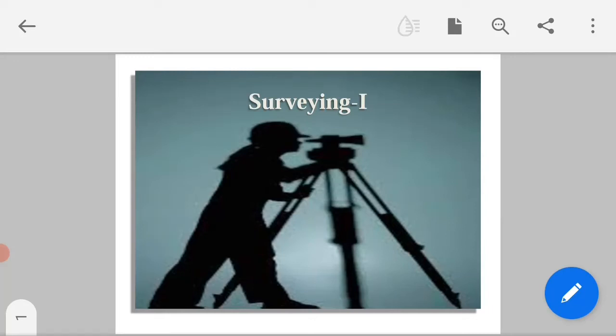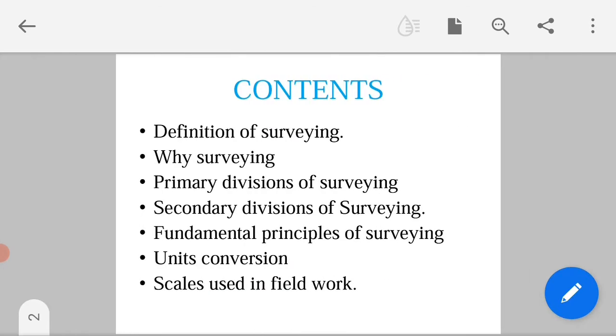Today we will learn Introduction of Surveying. What is surveying? Surveying is the process of finding the relative positions of various points on the surface of the earth by measuring distance among them and setting up a map to any reasonable scale.